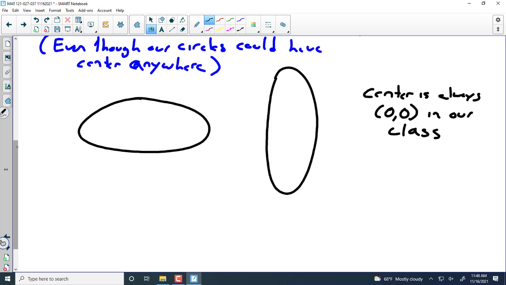Always. Because these are ellipses, not circles, there's always a long way across and a short way across. So if you put the center right there, then you always have a long way across the ellipse and a short way across the ellipse. There's always a long way across and a short way across through the center.